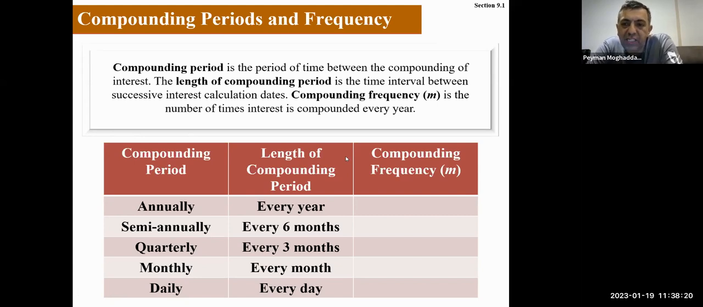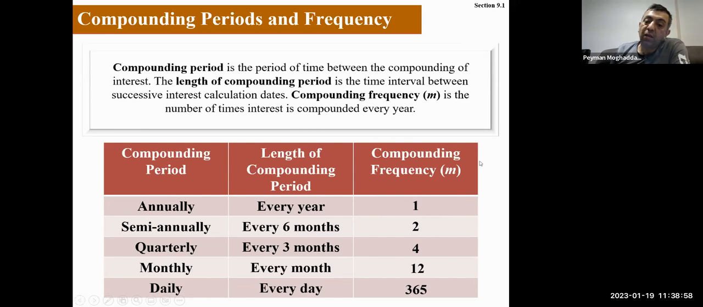The compounding frequency is the number of periodic intervals you have in 1 year. For example, if your compounding period is 1 year, the compounding frequency is going to be 1. If your compounding period is every 6 months, or semi-annually, the compounding frequency is going to be 2. If the compounding period is quarterly, or 3 months, the compounding frequency is going to be 4. If it's monthly, it's 12, and if it's every day, it's going to be 365.